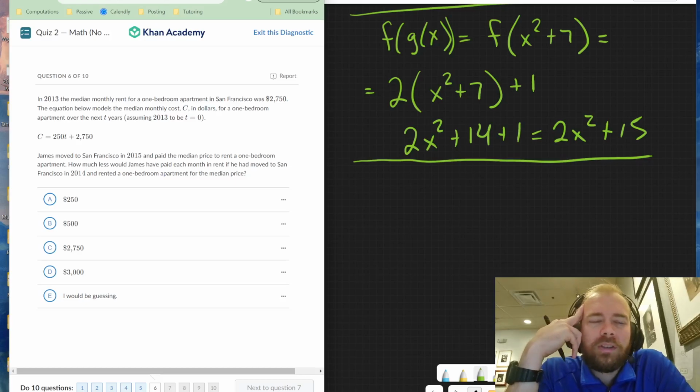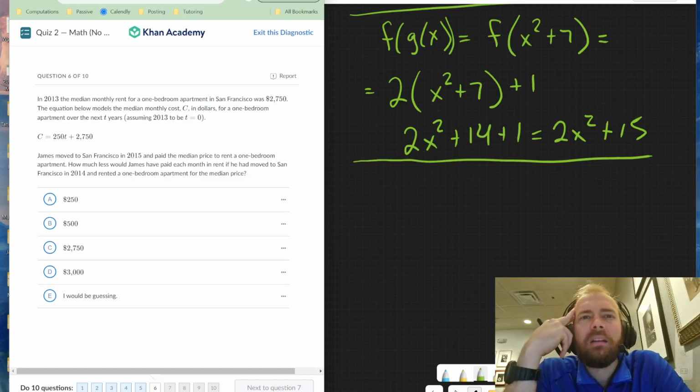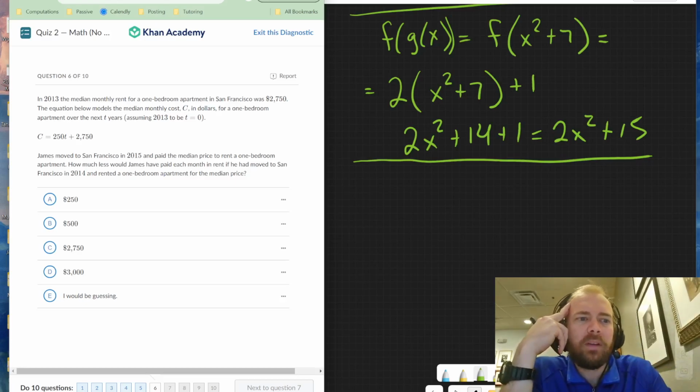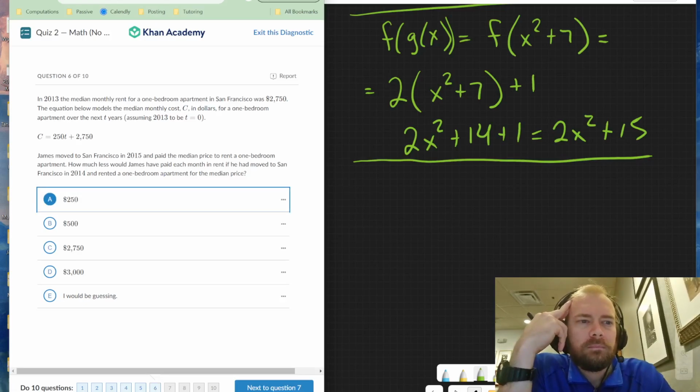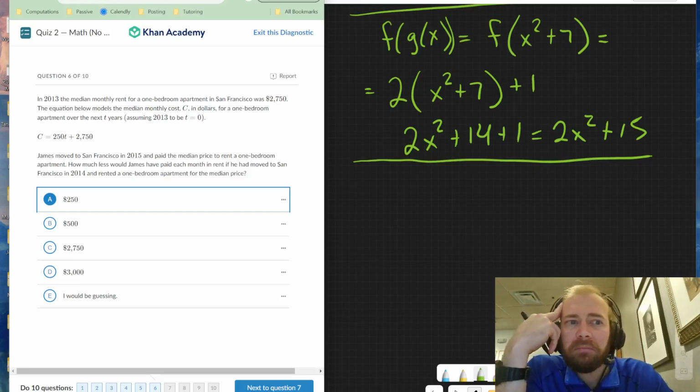Or just look at the equation. The equation is 250t plus 2750. 2750 was the initial amount. The y-intercept is the initial amount. The slope is how much it's changing by. So if it's going to change by $250 every year, and we're comparing 2015 to 2014, then it's just going to change by $250. James moved to San Francisco in 2015 and paid the median price. How much less would he have paid if he had moved to San Francisco in 2014 instead? So, $250, because there's a 1-year difference.